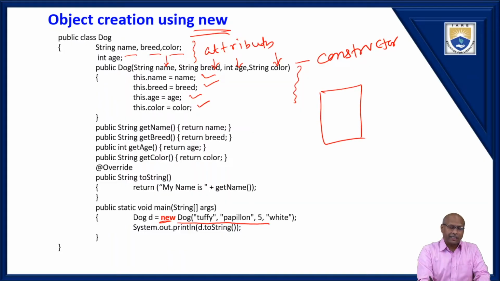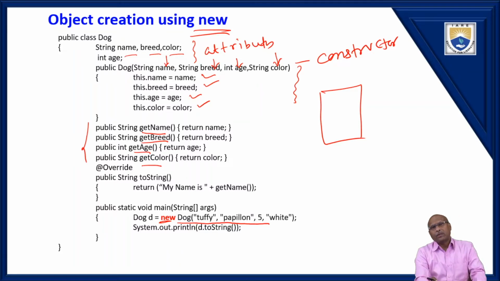Once the object is initialized, then whenever I want, I can get the data or I can set the data. There are methods called getter and setter methods. So using getName, I can get the name of the object. I can get breed, age, and color of the object. So for every class, I can have a getter method as well as a setter method. Using getter method, I can get the value of the attribute. Using setter method, I can set the value for the object.